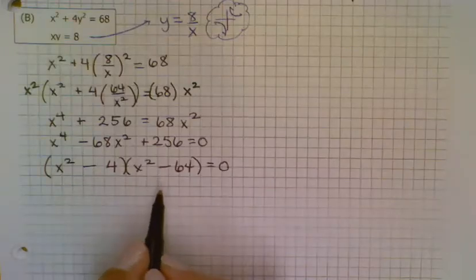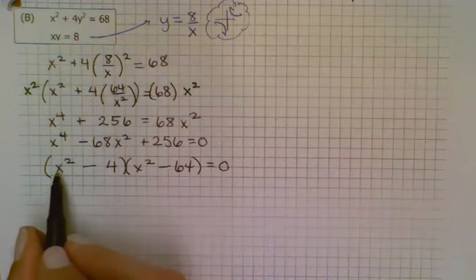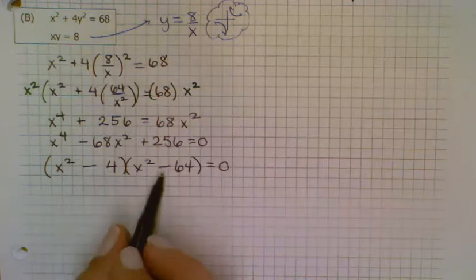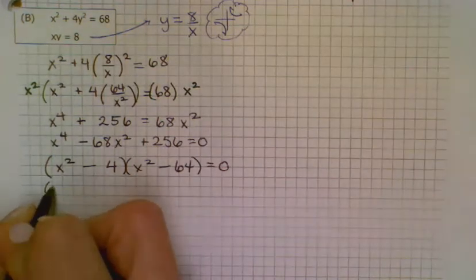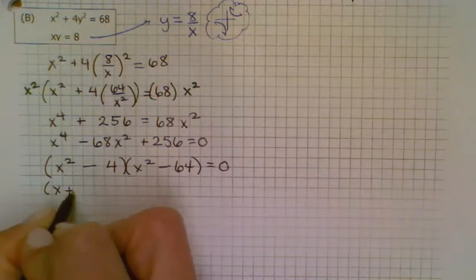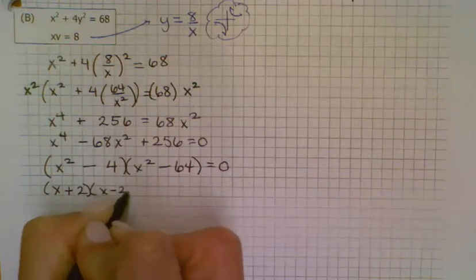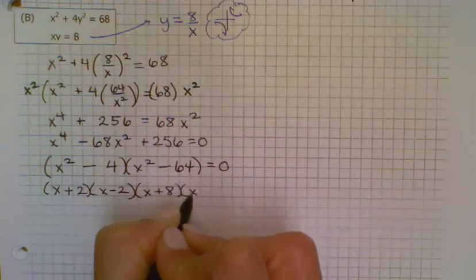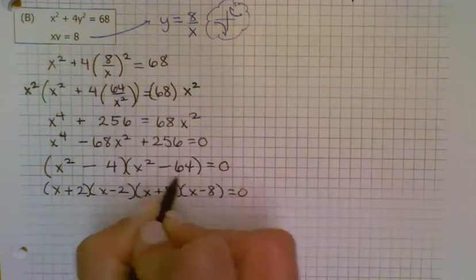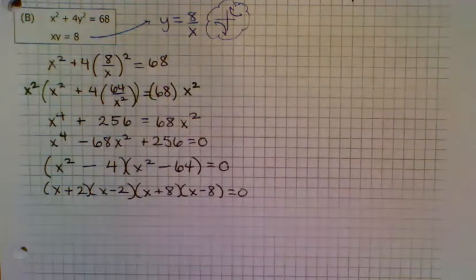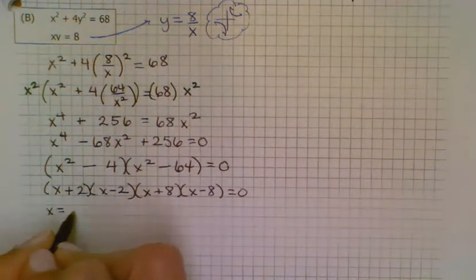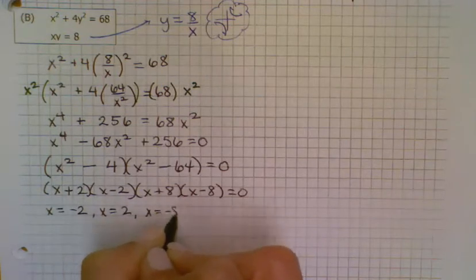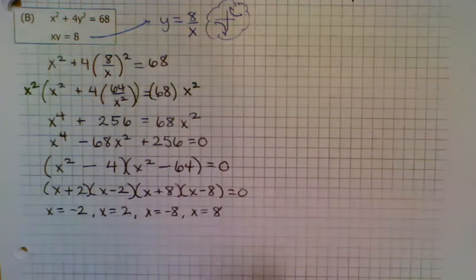Okay, so once we have our first factors, then hopefully you notice that each of these is a difference of squares, since they're both subtraction and 4 and 64 are perfect squares. So we can actually keep going. So we have x plus 2, x minus 2 from x squared minus 4, and x plus 8, x minus 8 from x squared minus 64. Now it's completely factored, and we can see we have x equals negative 2, positive 2, negative 8, and positive 8.